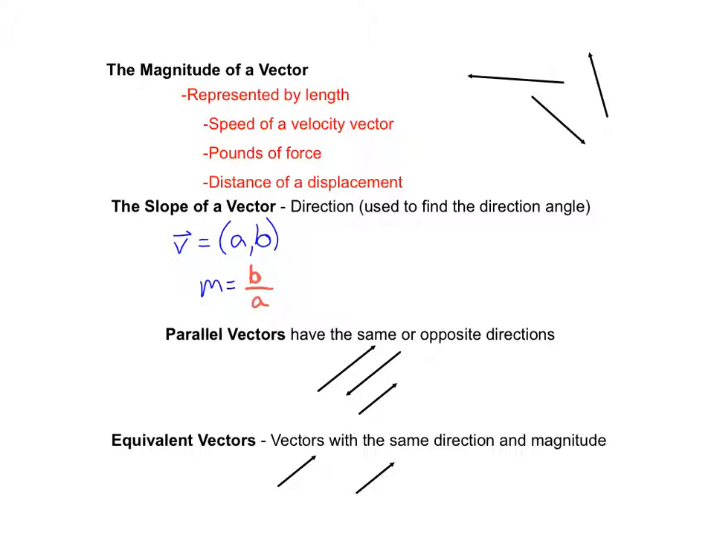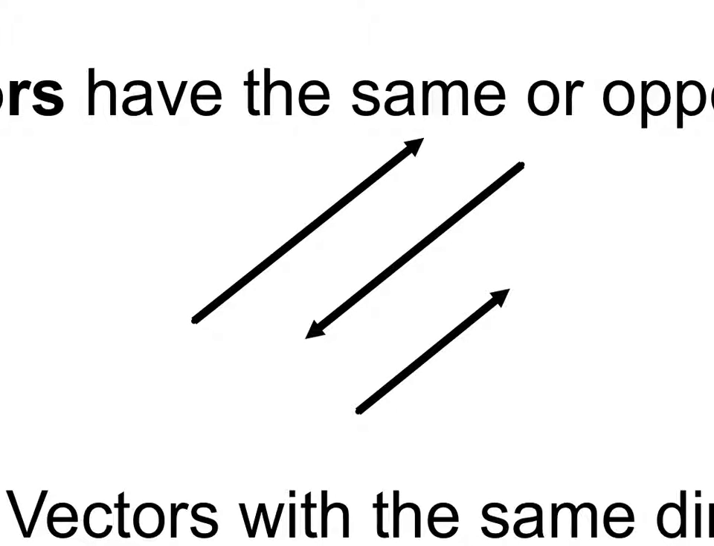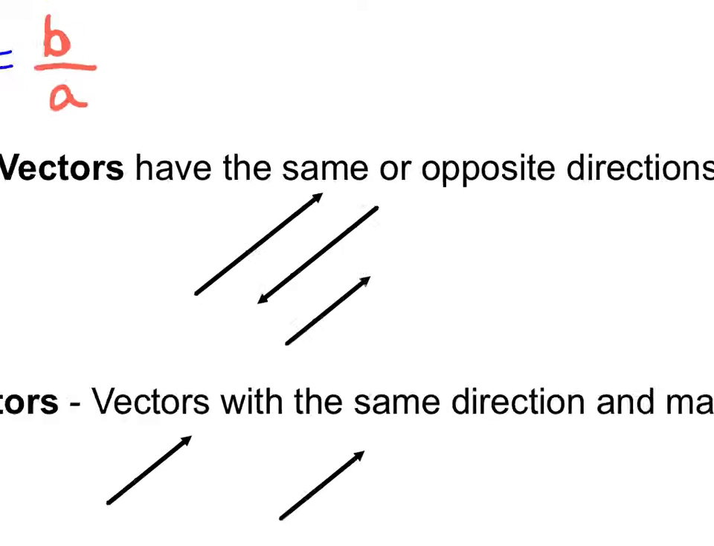Another term here: parallel vectors have the same or opposite directions. So you see here, the arrowheads are going opposite directions, but they're never going to intersect, so these are still parallel. That's one thing that students sometimes forget. They don't have to be going the same direction, they can also go opposite directions, and we still consider them parallel.